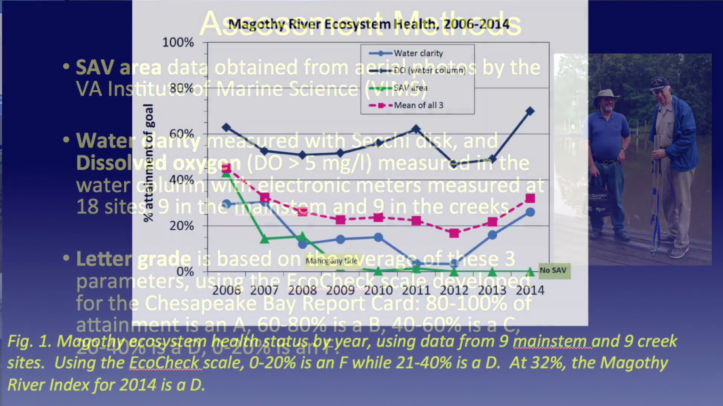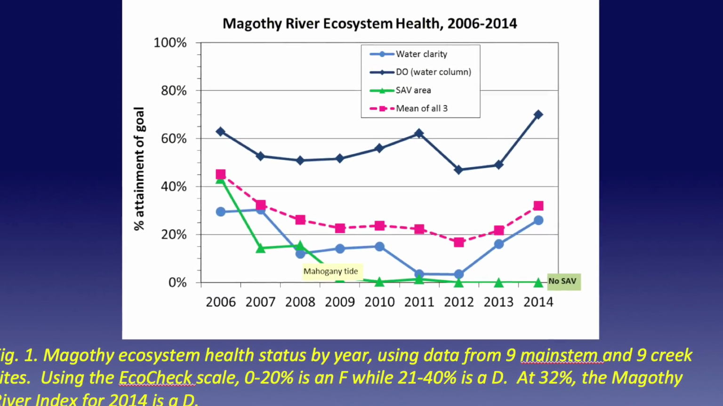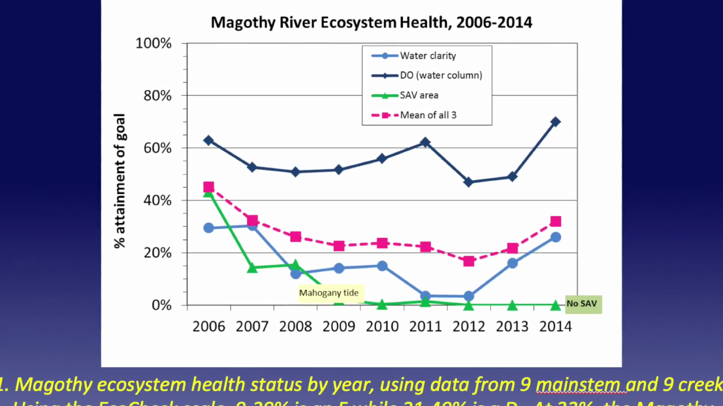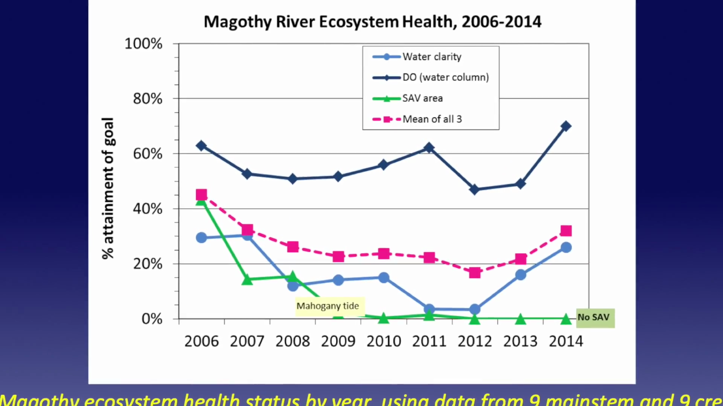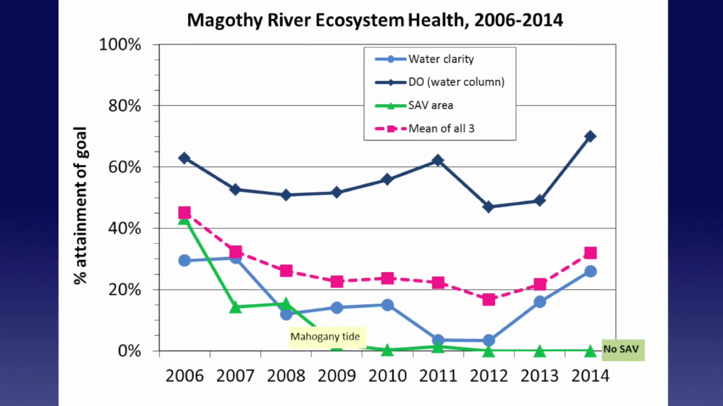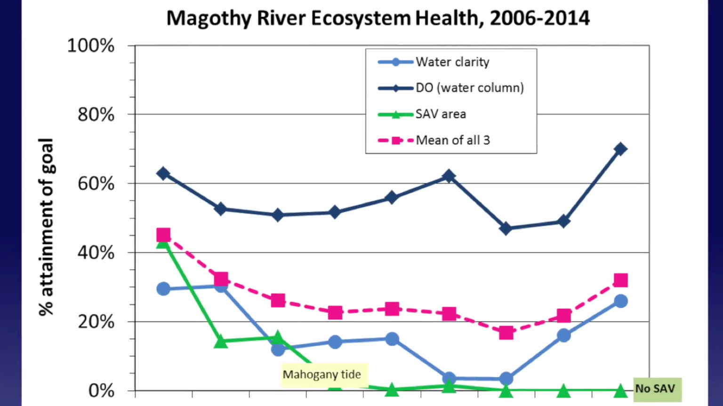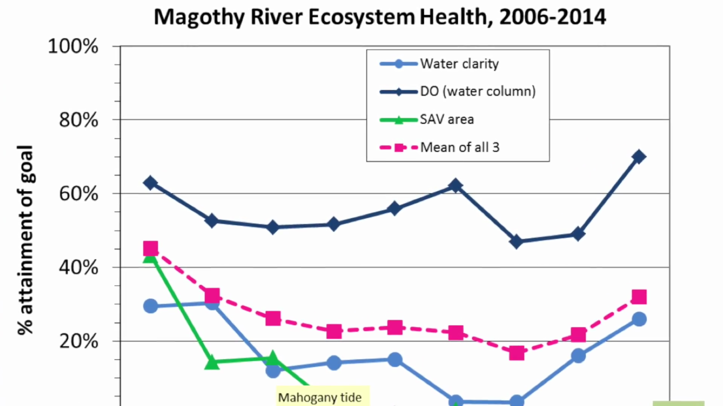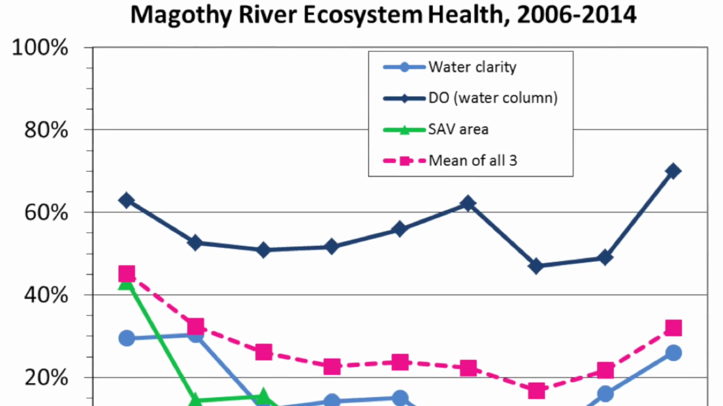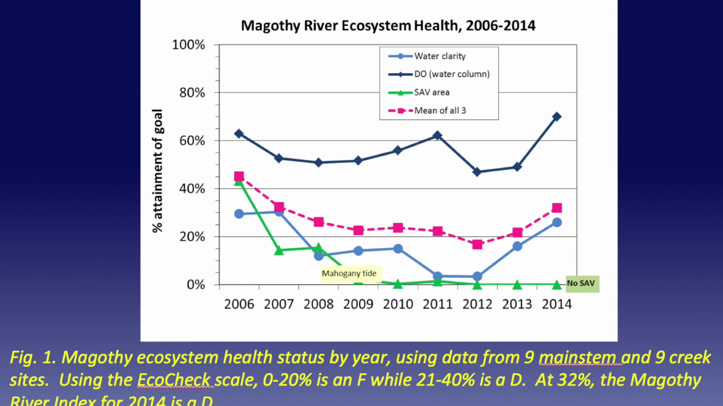So here are the numbers, and you have this figure in your newsletter. Here are the values that we got for this year, compared to, we've been doing this index since 2006. So what we can see here, this blue line is our dissolved oxygen concentration. And the good news here is that we have the best dissolved oxygen in the water column, both creeks and main stem of the river, that we've ever had since we've started doing this in 2006. And so good dissolved oxygen levels.